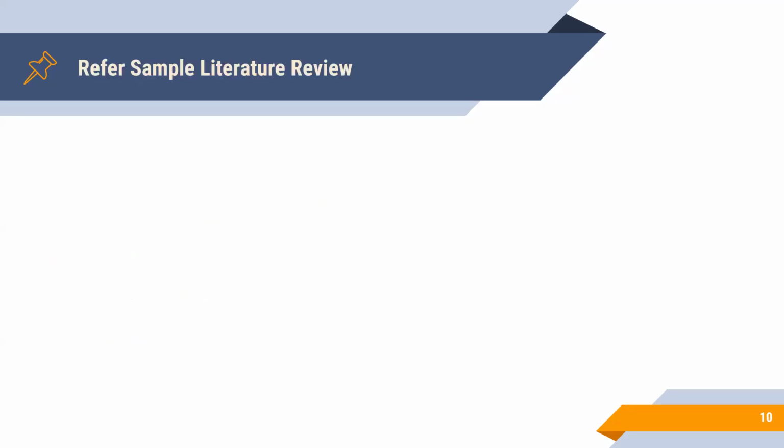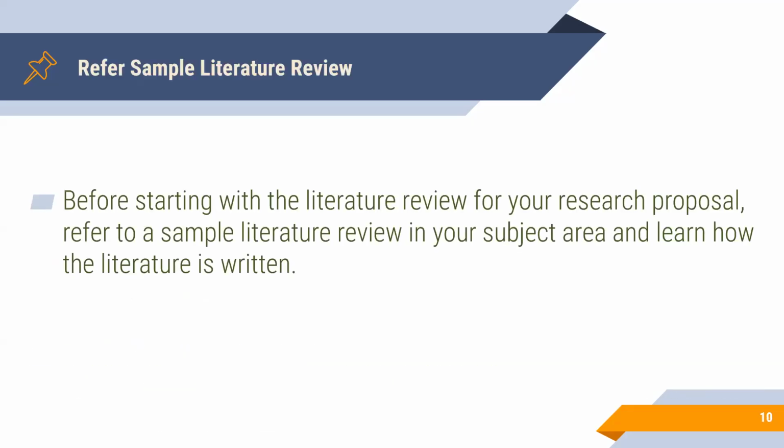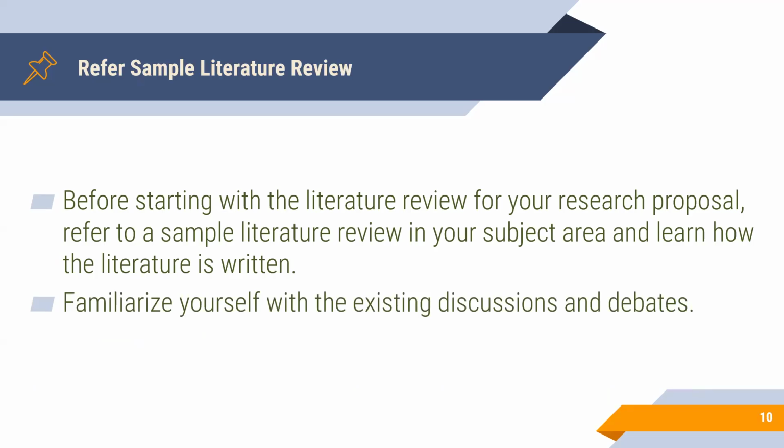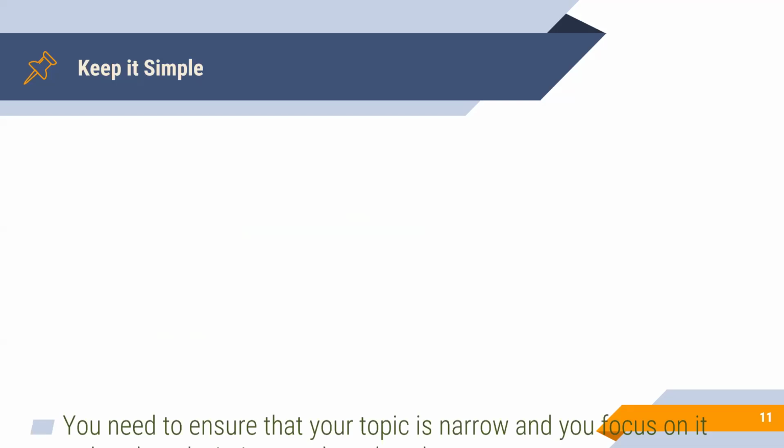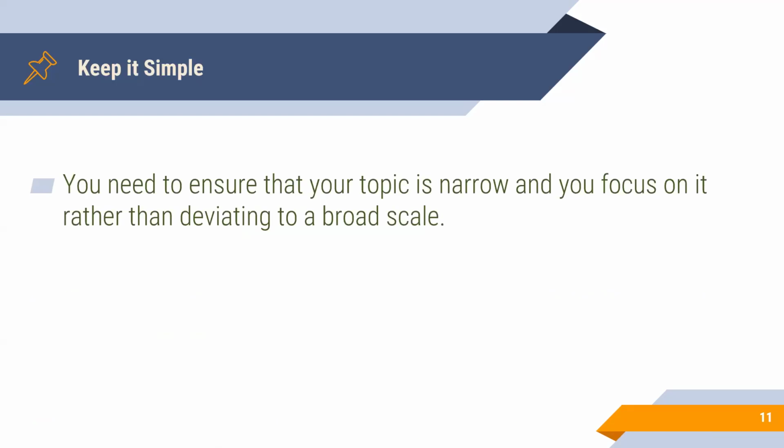So refer to a sample literature review. Before starting with the literature review for your research proposal, refer to a sample literature review in your subject area and learn how the literature is written. Then familiarize yourself with the existing discussions and databases. Doing so will have a huge impact on your research. Then keep it simple. You need to ensure that your topic is narrow and you focus on it rather than deviating to a broad scale.